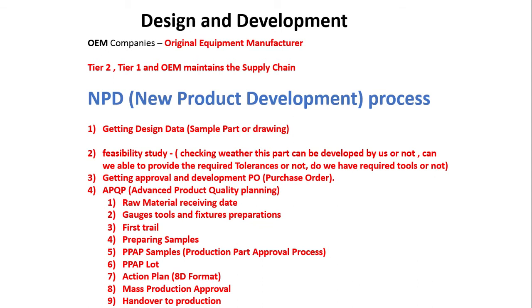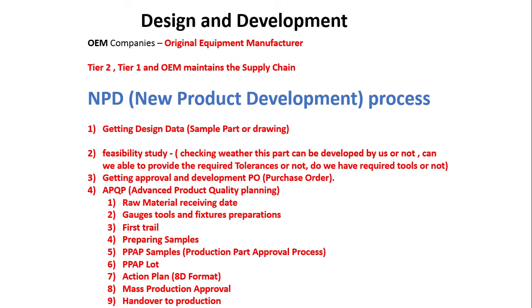First one is the raw material receiving date, when we are going to receive the raw materials, and then the gauge tools and fixtures preparation. Once that is done, we move on to the first trial and the preparation of samples. Our design team deals with the design and sends it. With respect to that, we run the first trial. During the first trial, we start preparing the manufacturing process design. Then once it is done, we prepare the samples.